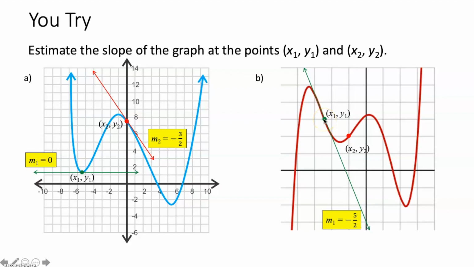It would be the instantaneous rate of change of the function at this particular point. It would be the slope of the function at this particular point. It would be the derivative of the function at this particular point.